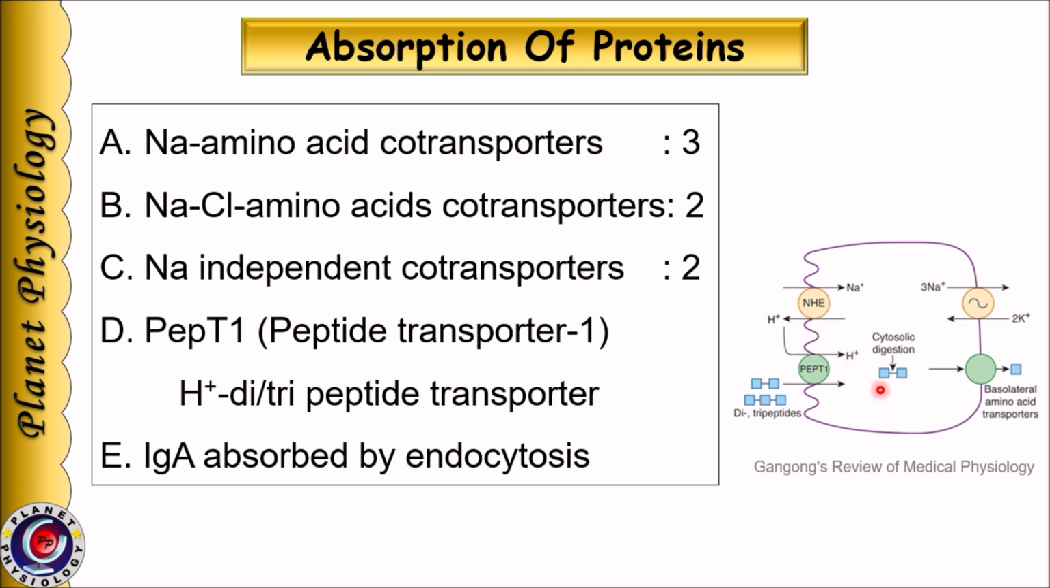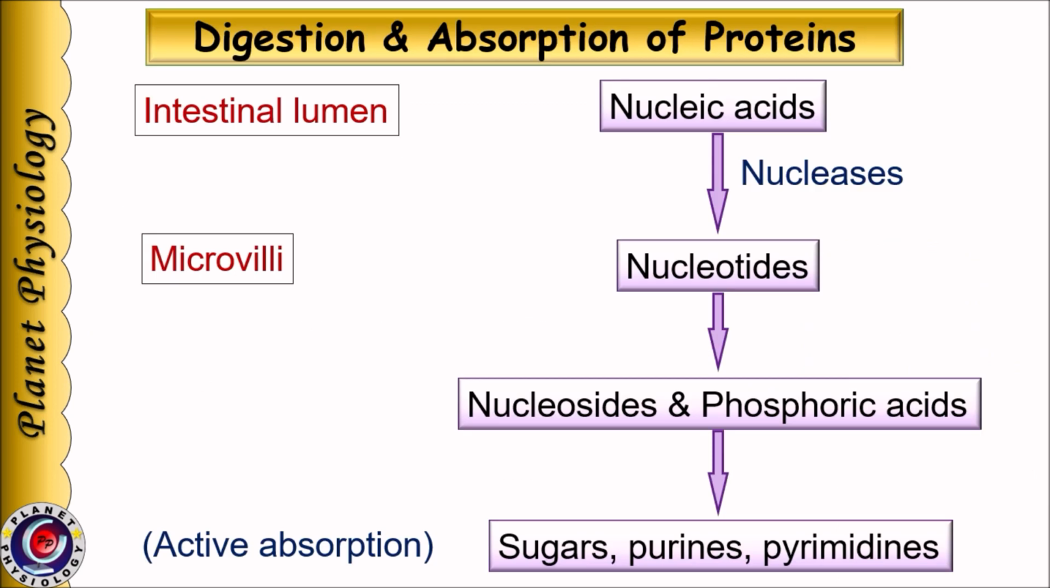In case of children, IgA in the milk is absorbed actively by the process of endocytosis. Nucleic acids are also a type of proteins, and they are digested by the enzyme nucleases into nucleotides which are further broken down into nucleosides and phosphoric acids at the brush border. These products are then converted to individual sugars, purines and pyrimidines and actively absorbed into enterocyte.